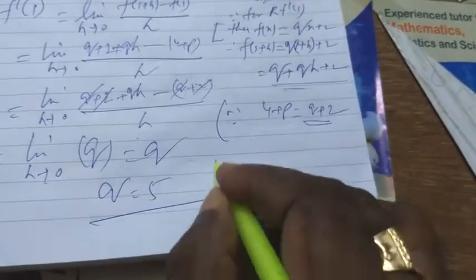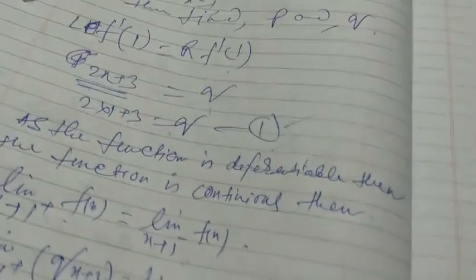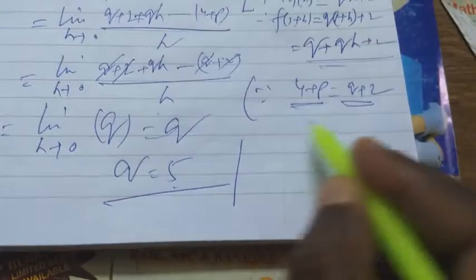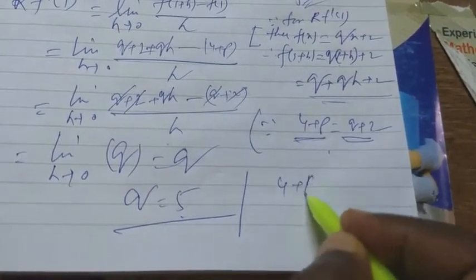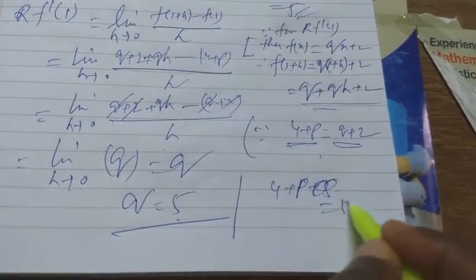And previously I got the equation, q equal to 5. Now p is equal to, putting the value of q in this equation, 4 plus p, where the q value is 5, equal to 5 plus 2, and solve for p.